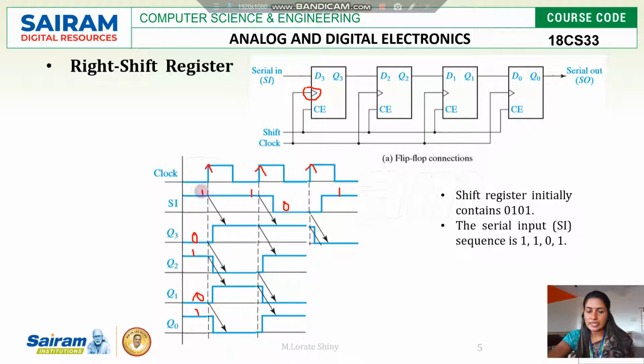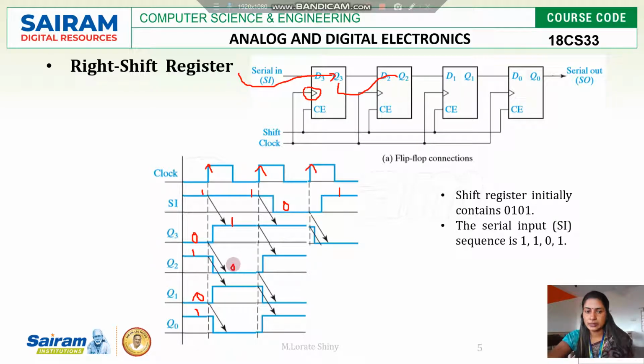Here SI, the serial input, is 1. As I said, serial input will be shifted to Q3, so that 1 is shifted to Q3. Q3 became 1. Then what about Q2? The previous state of Q3 will be Q2. The previous state of Q3 is 0, so the current state of Q2 is 0.